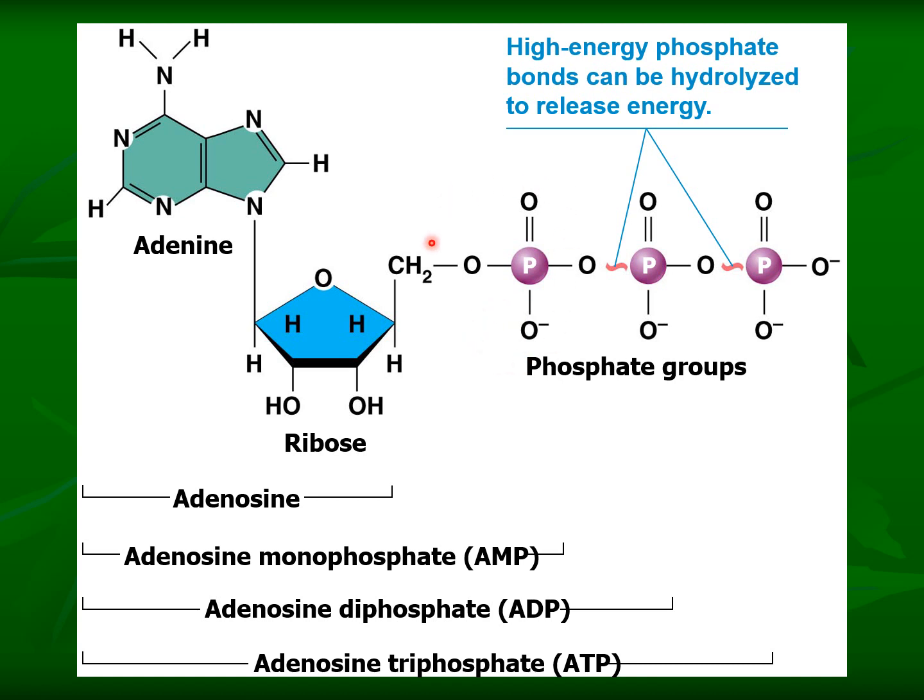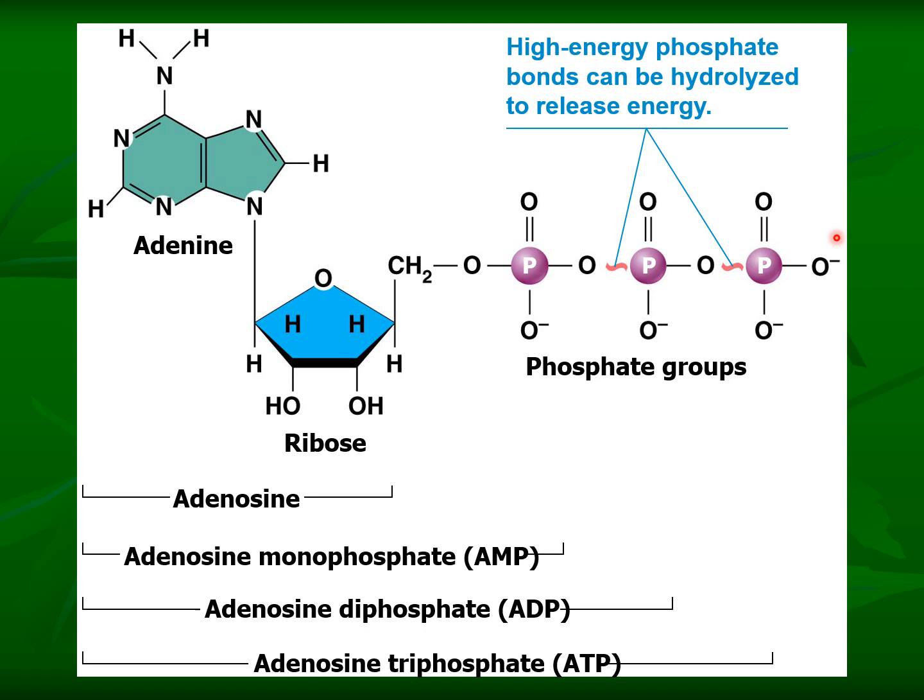If there's just one phosphate group, it's adenosine monophosphate, or AMP. If you have two phosphate groups attached, it's adenosine diphosphate, or ADP, and then ATP, adenosine triphosphate, if you have three. These bonds between the phosphate groups here are very high energy. So when you break that bond and you release a phosphate group, it releases a lot of energy. And that's what the cell's using to carry out different reactions.